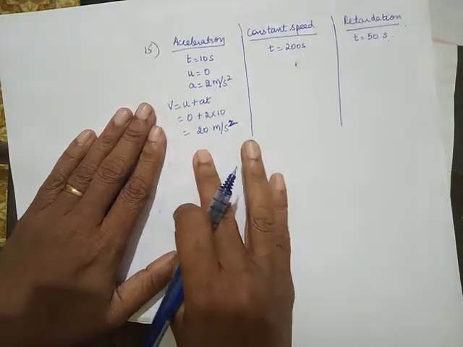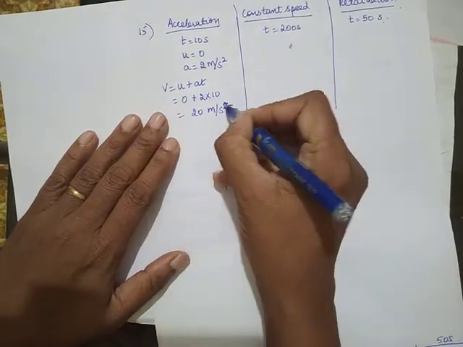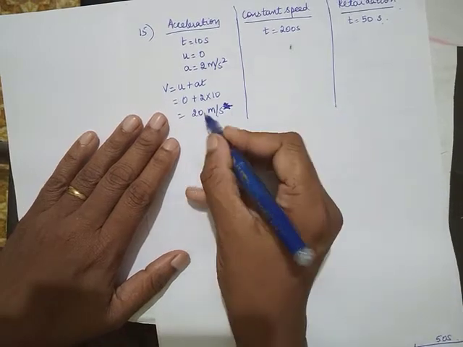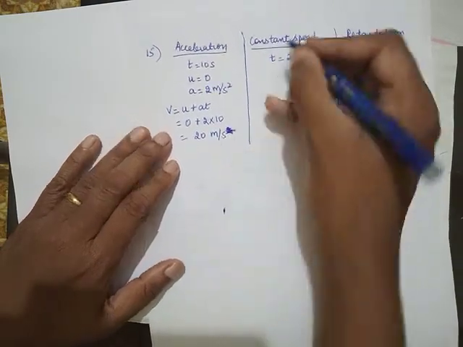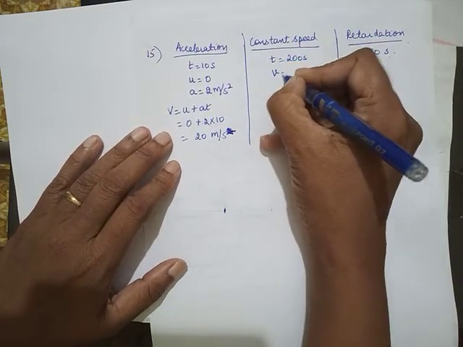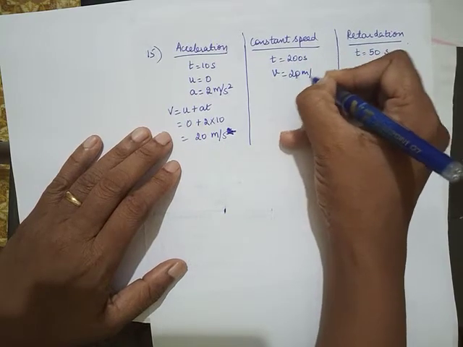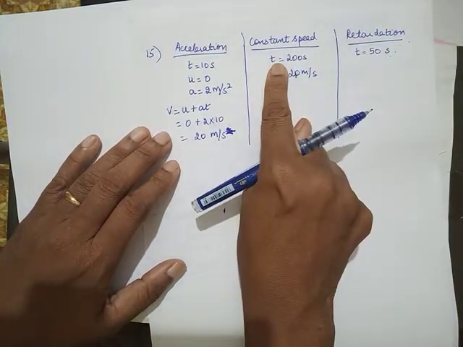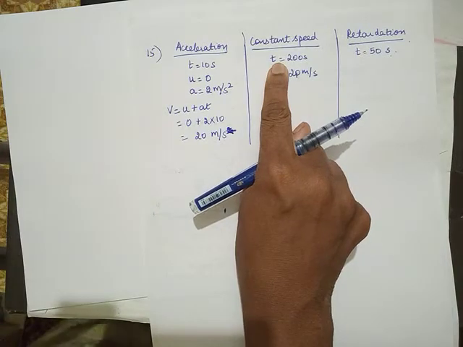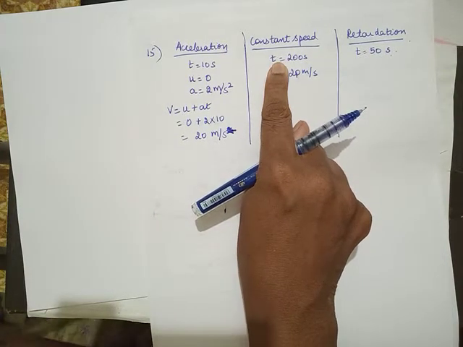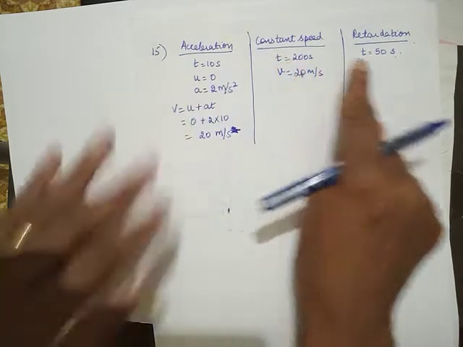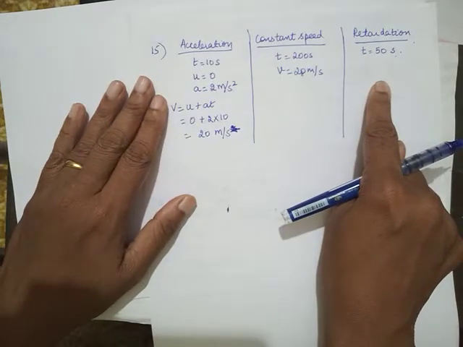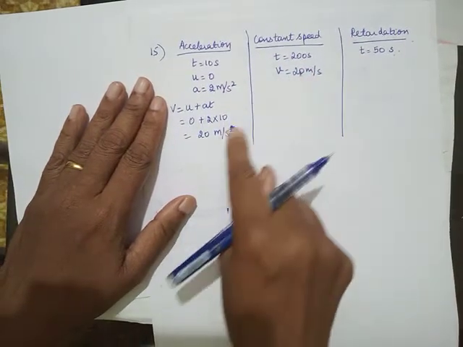Okay, so from this we got the final velocity, that is 20 meter per second. Now with this velocity of 20 meter per second, this body will go for 200 seconds. And the B part they've asked you is the retardation in the last 50 seconds. That we'll find later. Total distance traveled.